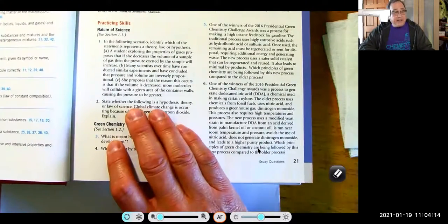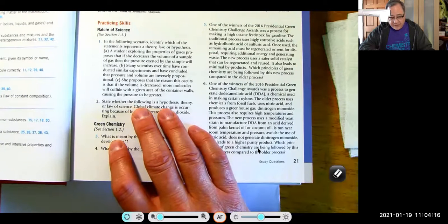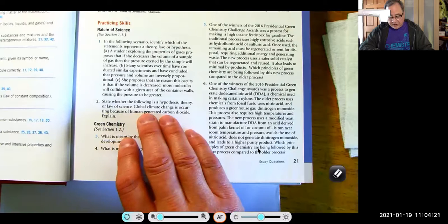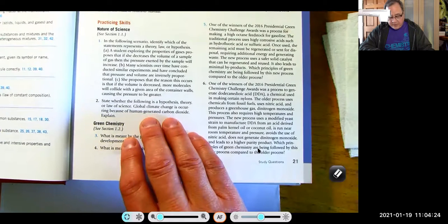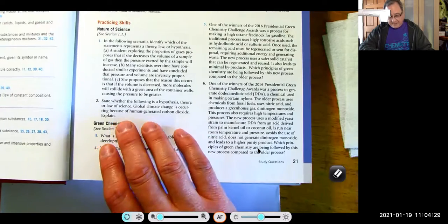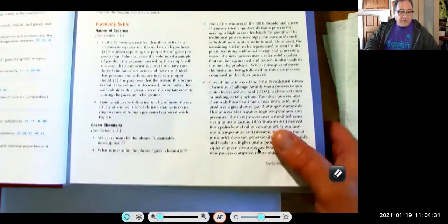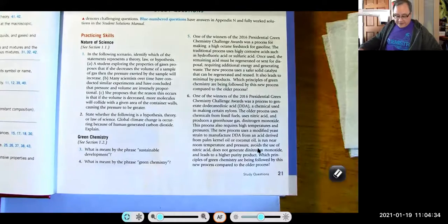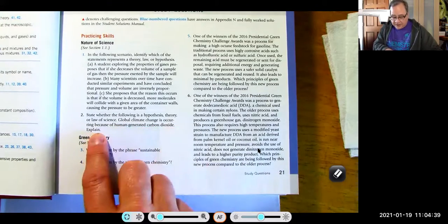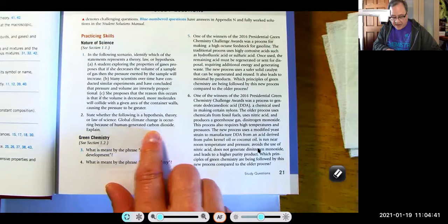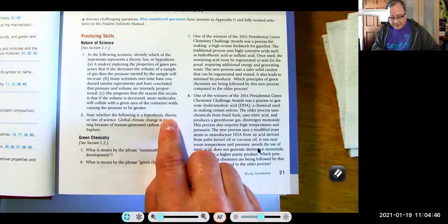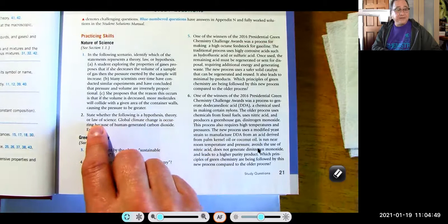State whether the following is a hypothesis, theory, or law of science. Global climate change is occurring because of human generated carbon dioxide, and explain. Okay, so what's your initial take on this? Global climate change is occurring because of human generated carbon dioxide. Do you think it's a hypothesis? Do you think it's a theory? Or do you think it's a law of science?